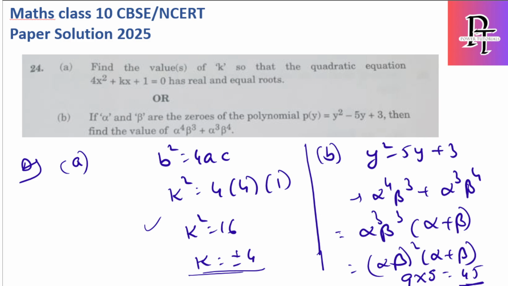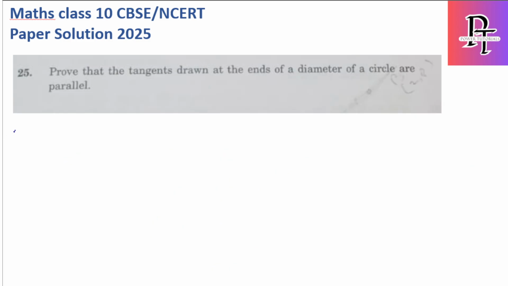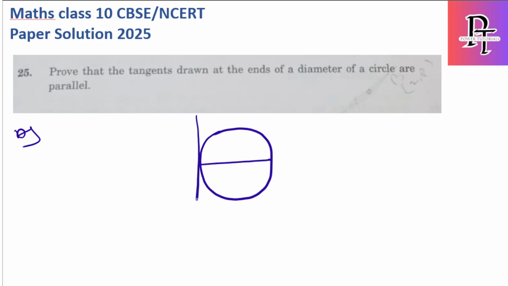Okay, next move to the last question of 2 marks questions, which is 25th. Prove that the tangents drawn at the ends of a diameter of a circle are parallel. Okay, this is a direct question from the NCERT textbook. If you remember, in the circles chapter we have this question. So what I will do is I will draw a circle, mark a diameter, and these are the tangents. So I'll mark this as O. Let's mark the tangent AB. Let's mark another tangent CD. Let's mark these points as E and F.